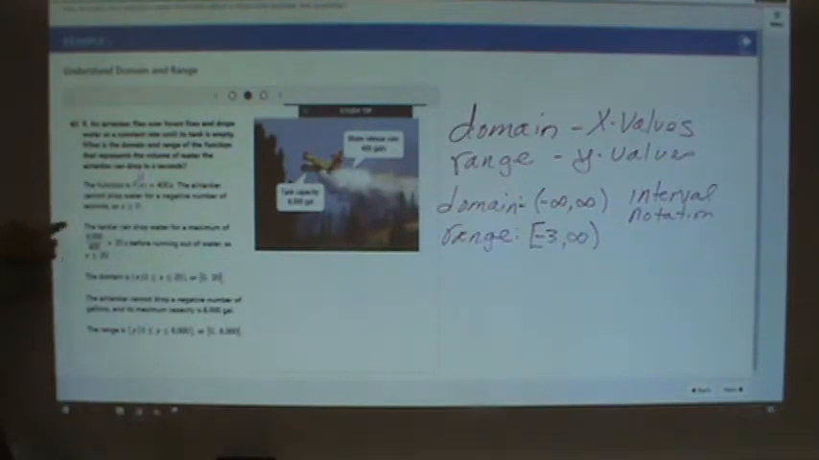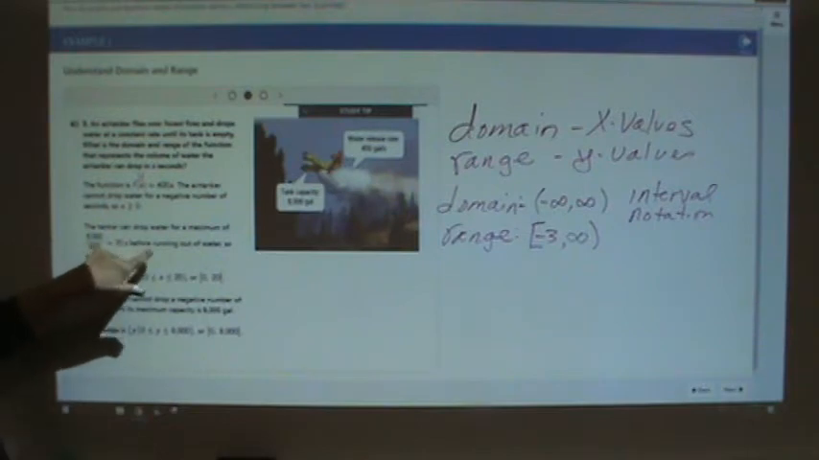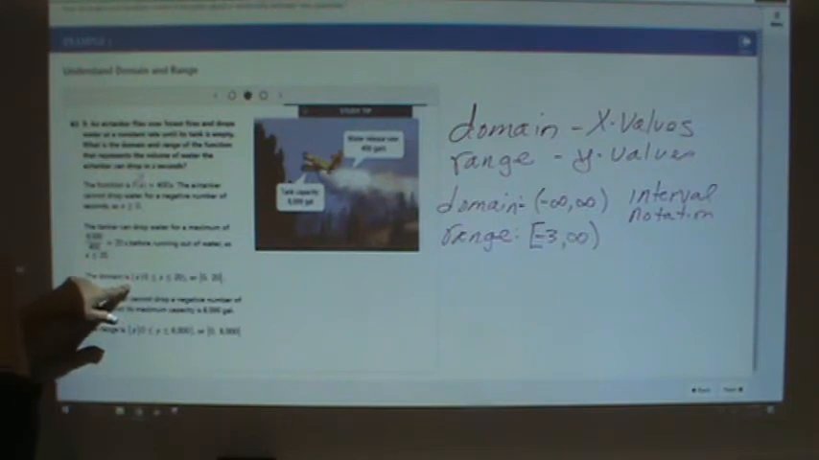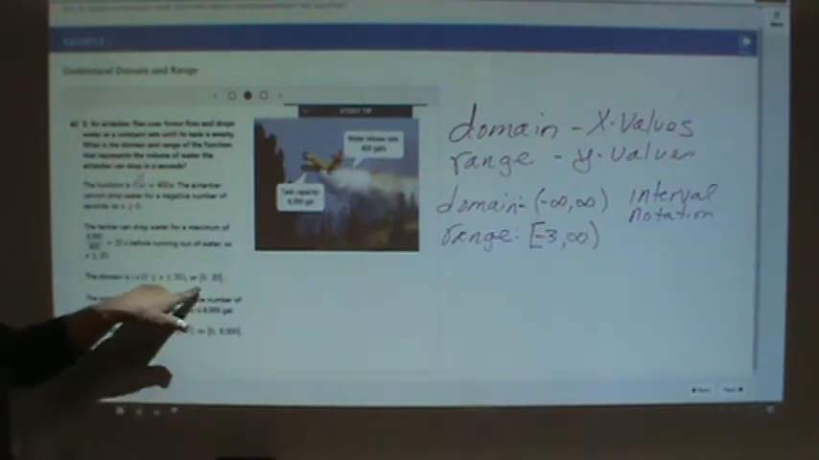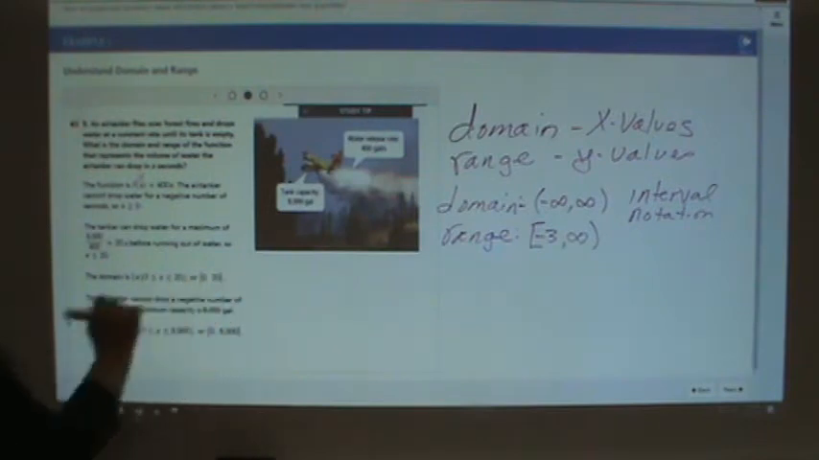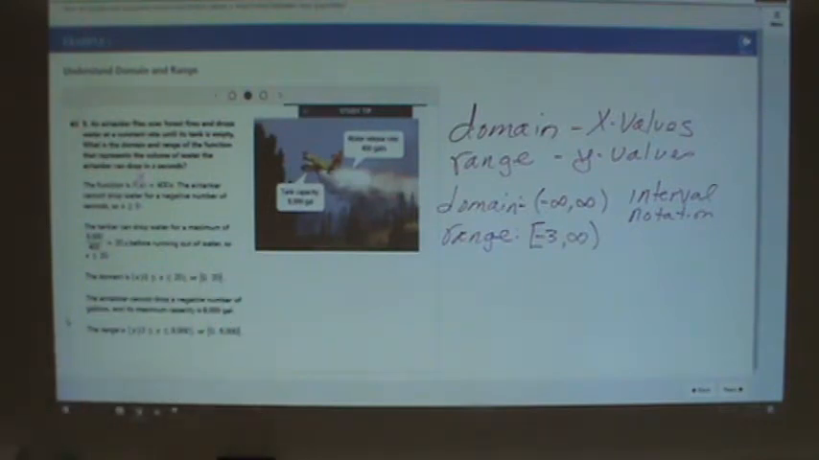So here we go. To solve the problem, the tanker can drop water for a maximum of 8,000 over 400, or 20 seconds before running out of water. So x has to be less than or equal to 20. The domain then is written in set builder notation: x such that 0 is less than or equal to x, which is less than or equal to 20, or [0, 20], where 0 and 20 are both included.